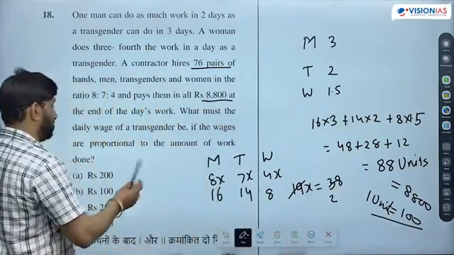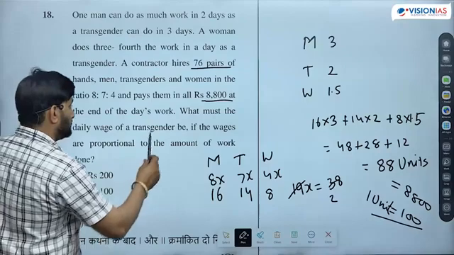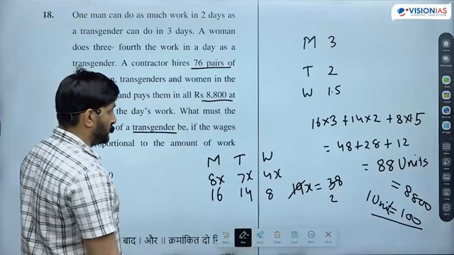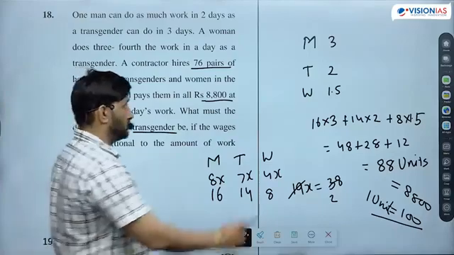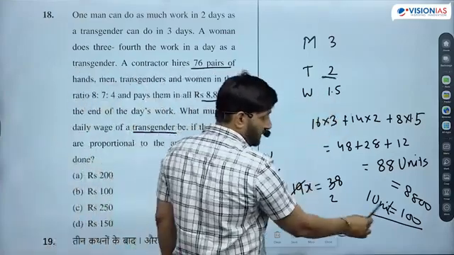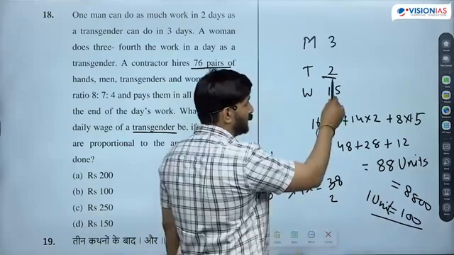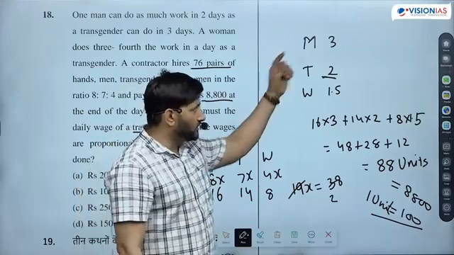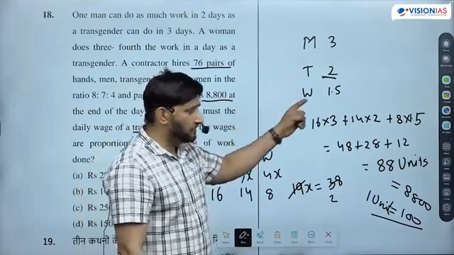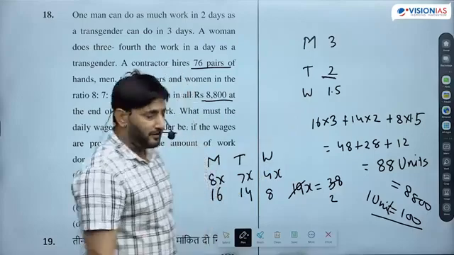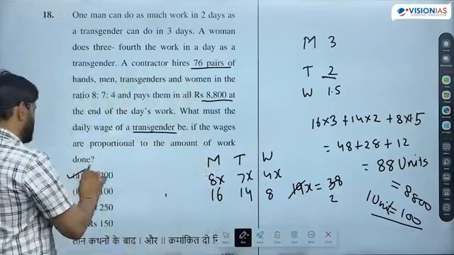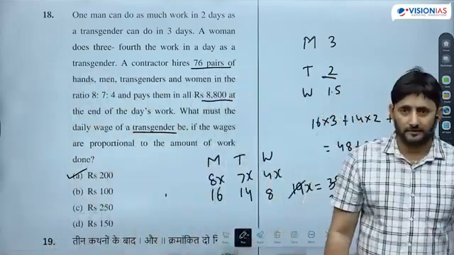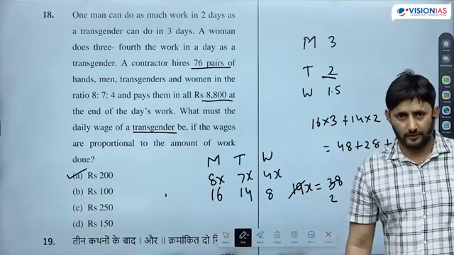We have to find what must be the daily wage of a transgender. A transgender is doing 2 units of work, and for every single unit you are paid 100 rupees. तो इसकी सैलरी कितनी होगी बच्चे पर डे? कितना मिलेगा? 200 rupees. Men will get 300, transgender will get 200, and a woman will get 150 rupees. We have to find the value for transgender, that is 200 rupees. Any problem till here? Okay.